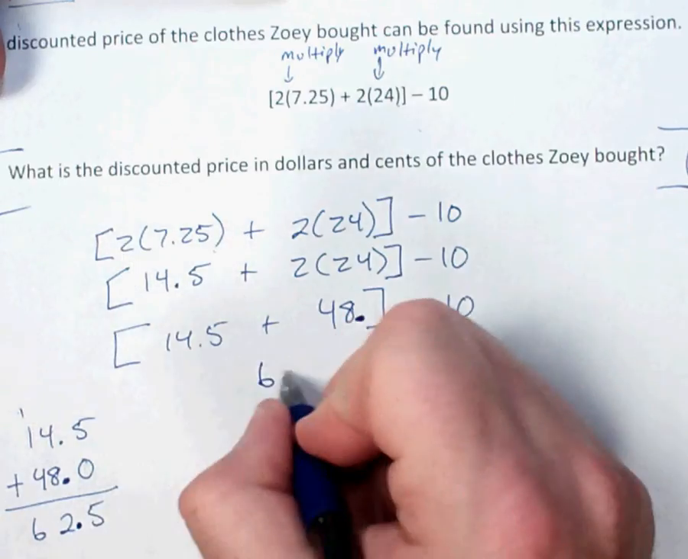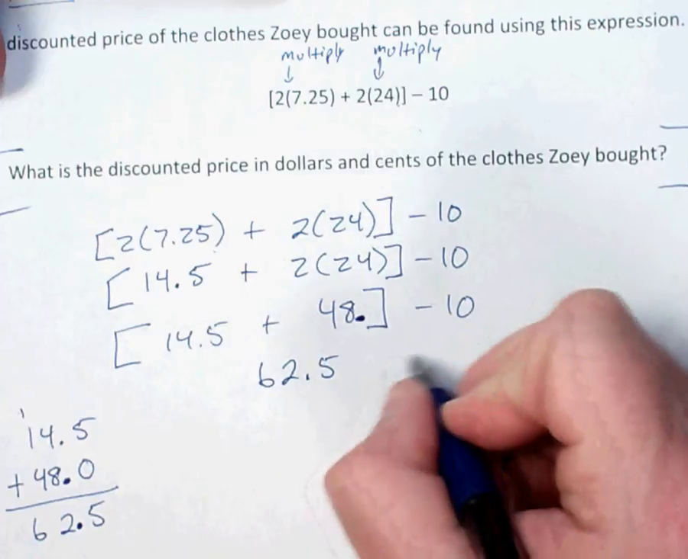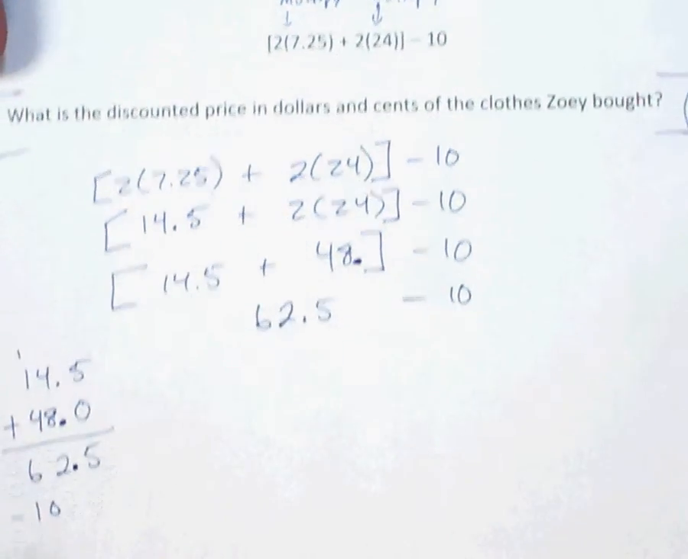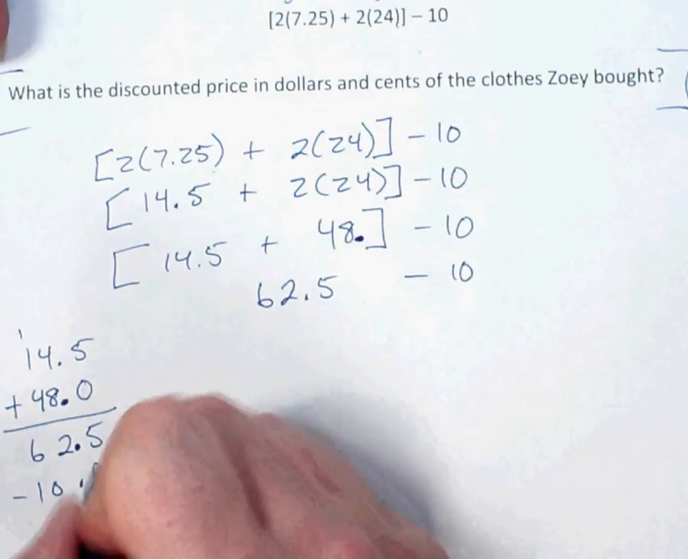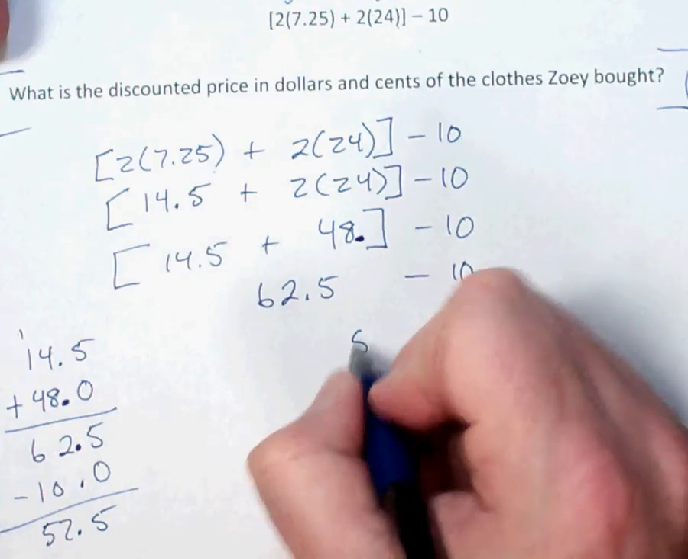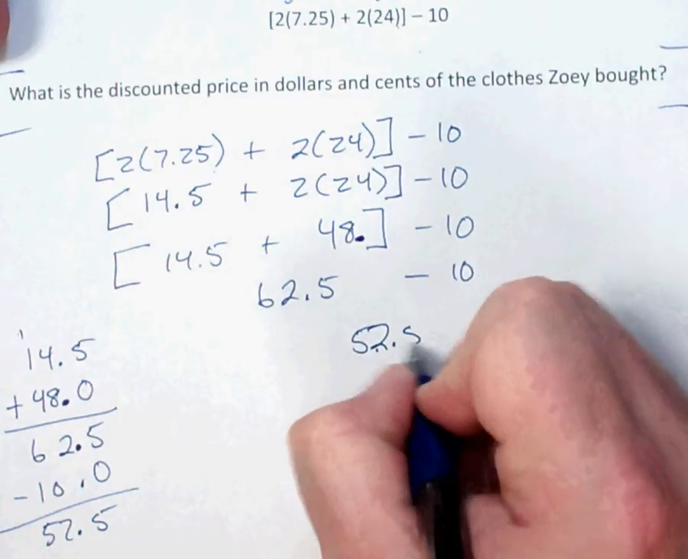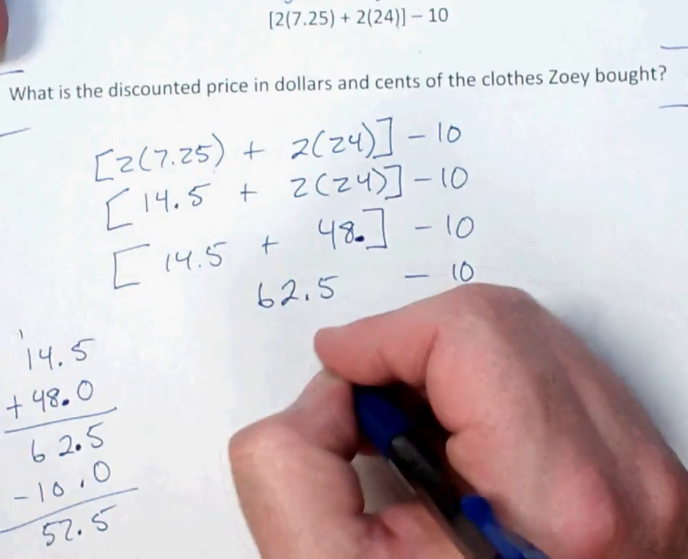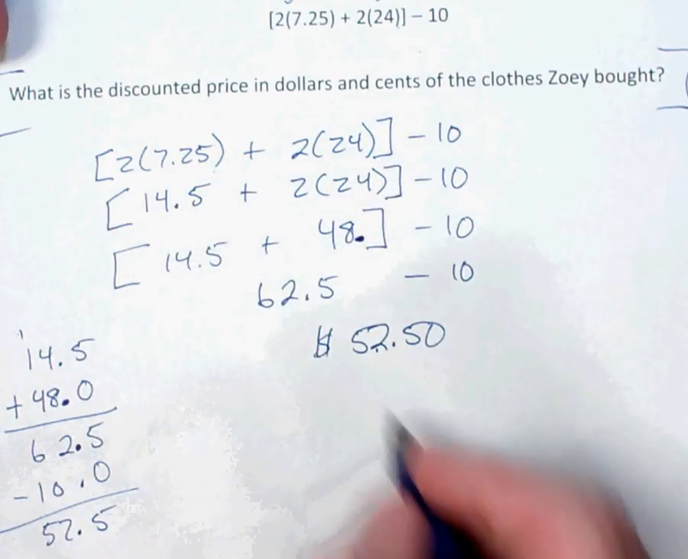So I end up with 62.5 minus 10, and I can just use this down here to finish it up. And I get $52. And remember, they want it in dollars and cents, so I probably need to add that 0 back since they want it in a dollar amount.